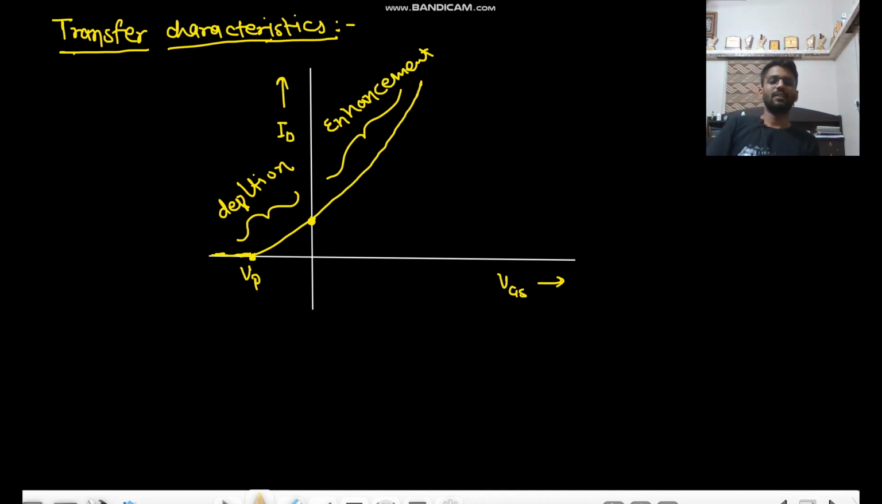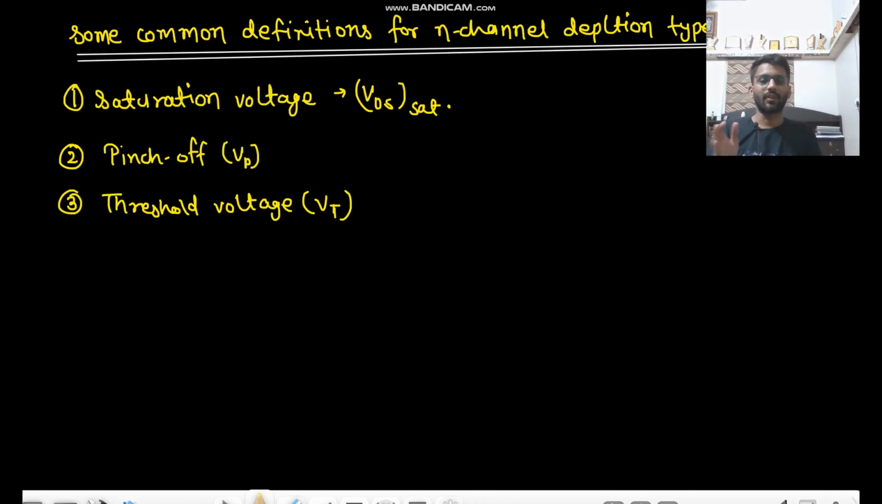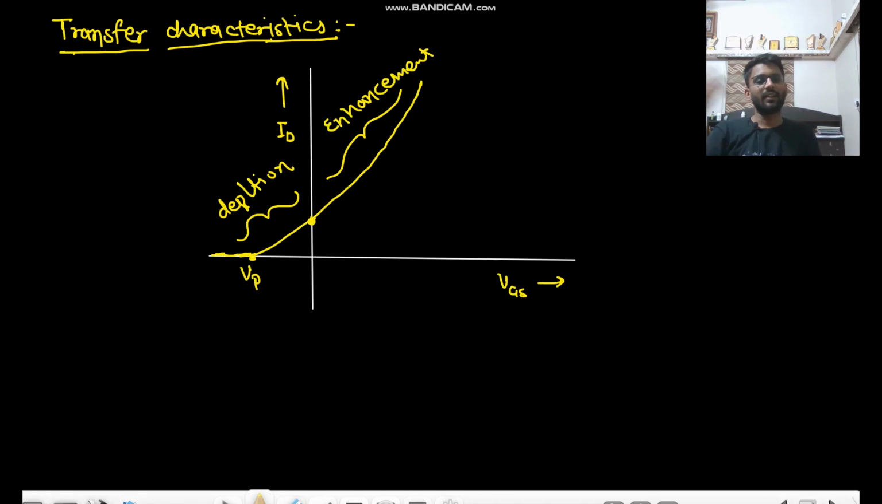ID versus VGS. Okay, so that's it. That's the complete analysis for the N-channel depletion type MOSFET. Now we will see some definitions and some important points, so that we see in the next video.